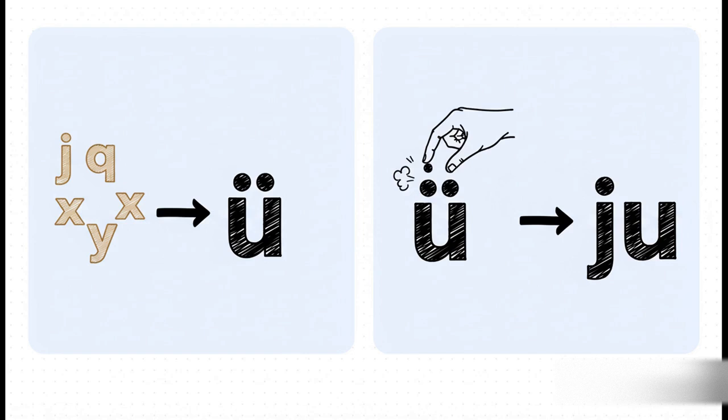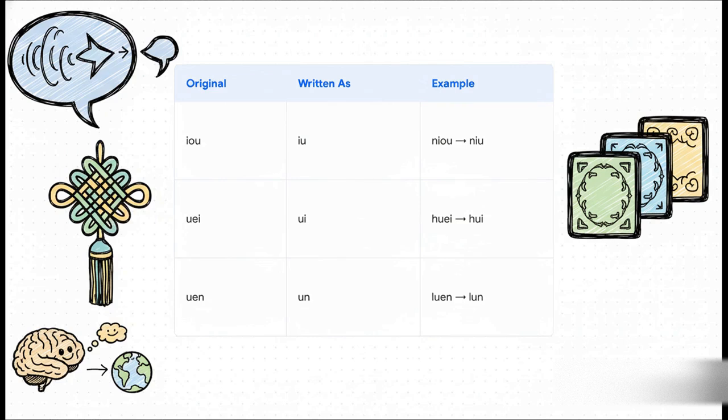It's a key rule. And finally, there are just a few little spelling contractions. The language basically shortens some of the longer finals to make them more compact on the page. For example, the sound iou is just written as iu, the sound uei is written as ui, and uen gets shortened to un. You still say the full sound, the spelling is just a bit tidier.